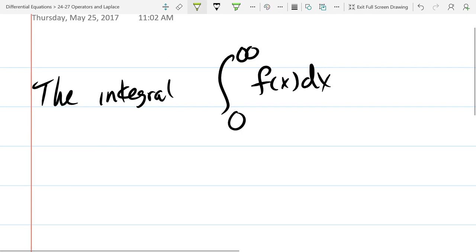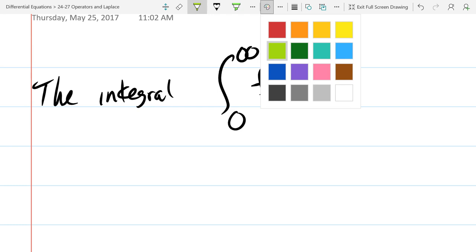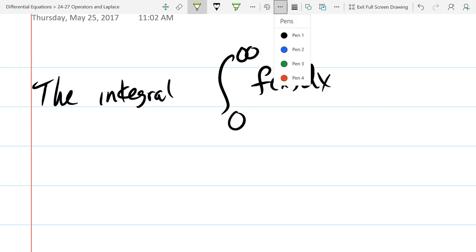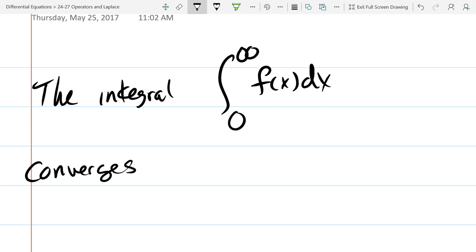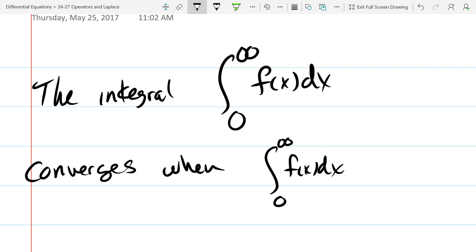But this integral converges. So this integral converges when the integral equals some number, L. So this number needs to be a real number. So if you get infinity or negative infinity or anything else that's not a number, then you would say it does not converge. So that's what it means to converge.